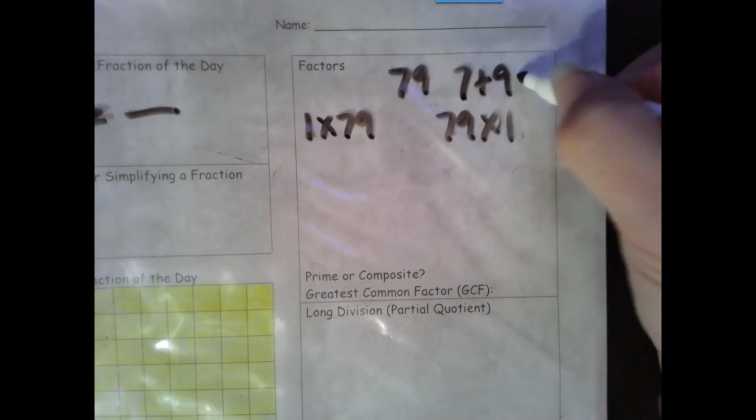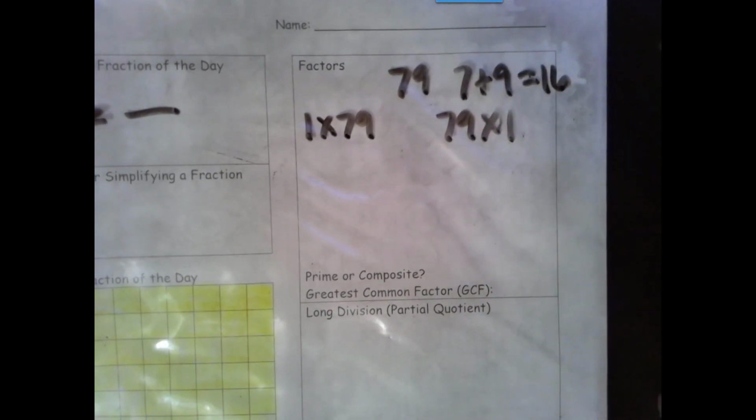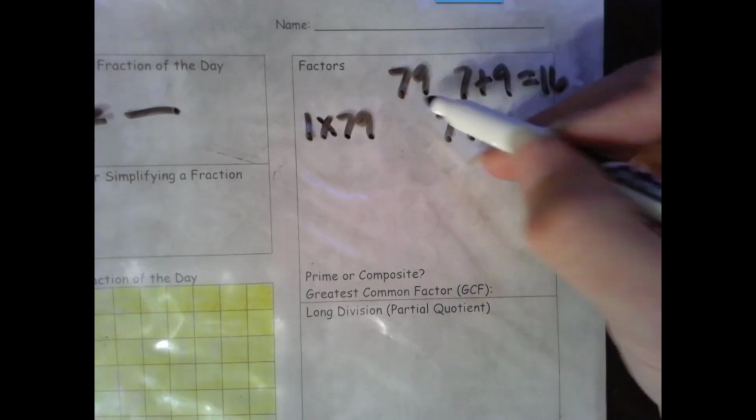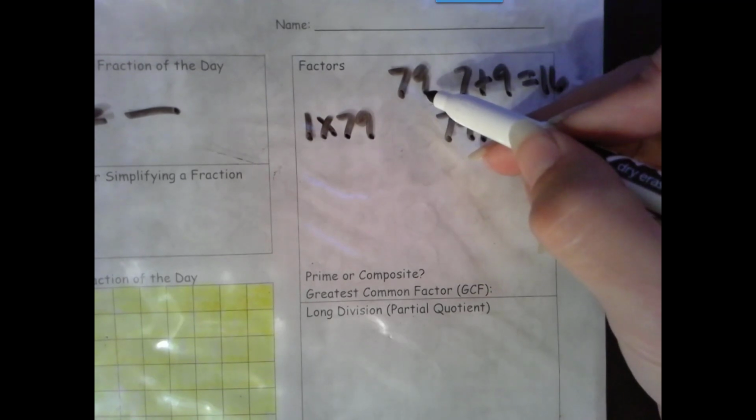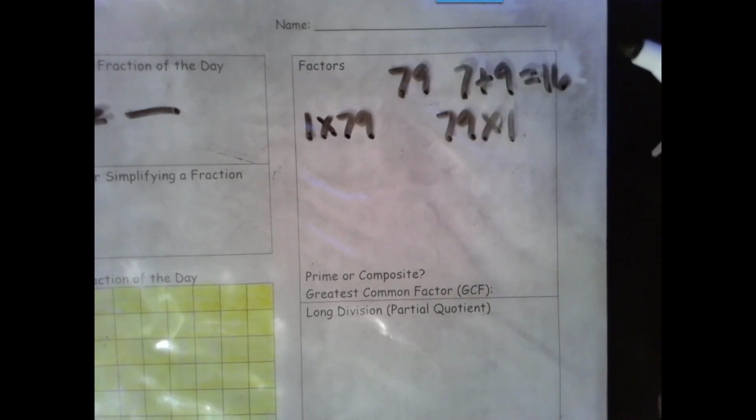The rule for 3 is that we add the digits together. 7 plus 9 is 16. 16 is not a multiple of 3, so 3 is not a factor. We try 5. The rule for 5 is that it ends in a 0 or 5. It ends in a 9, so 5 is not a factor.